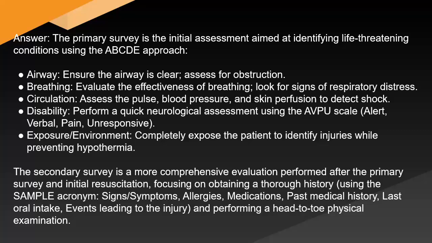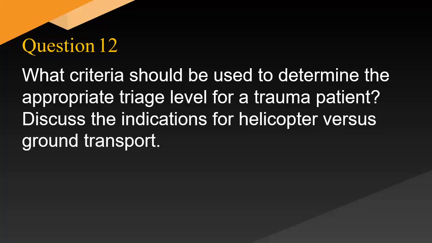The secondary survey: a more comprehensive evaluation performed after the primary survey and initial resuscitation, focusing on obtaining a thorough history using the SAMPLE acronym: signs, symptoms, allergies, medications, past medical history, last oral intake, events leading to the injury, and performing a head-to-toe physical examination. What criteria should be used to determine the appropriate triage level for a trauma patient?